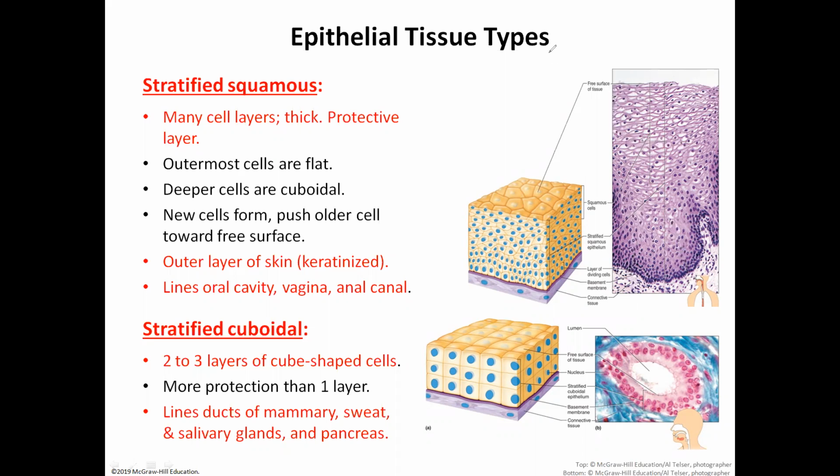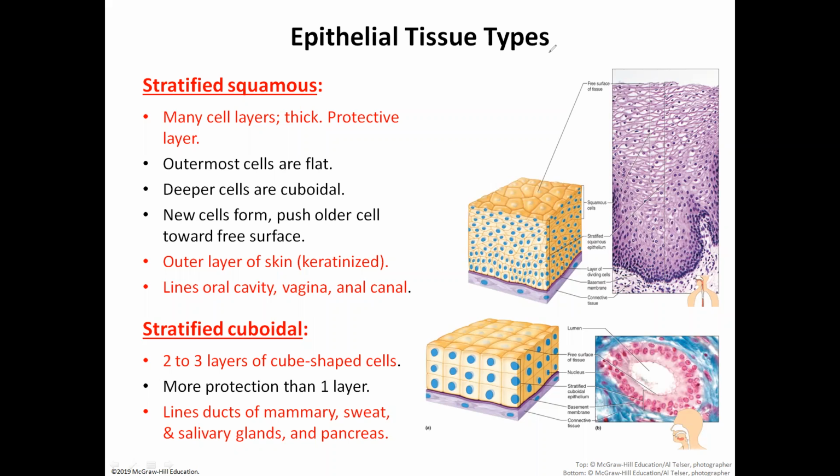And the new cells actually push from the older cells. So they're pushing their way and sloughing their way up. So again, we tend to think about this as our skin, but it also helps us to line our oral cavity, again, where we need that protection, the vagina as well, and the anal canal, where you're going to have more abrasion. So we need to be able to have stronger, thicker layers.